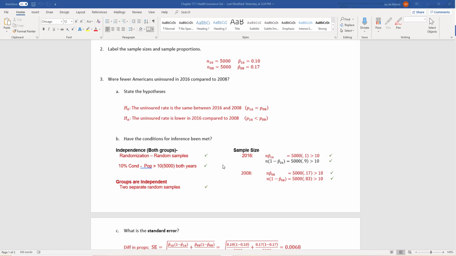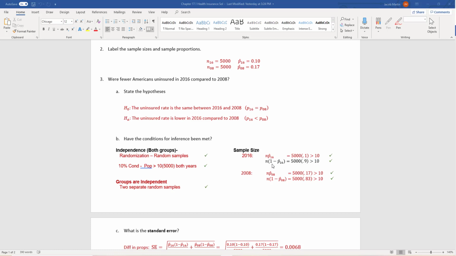And then the last thing we just want to make sure is our sample size is large enough, meaning for each of our samples for both 2008 and 2016, you want to make sure that there are at least 10 people who had health insurance and 10 people who didn't. So we'll just take our overall sample size, multiply the proportion of people who were uninsured. 5,000 times 0.1 is 500. That's more than 10, so we can check that one off.